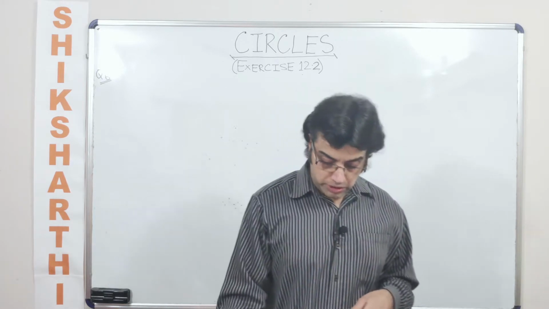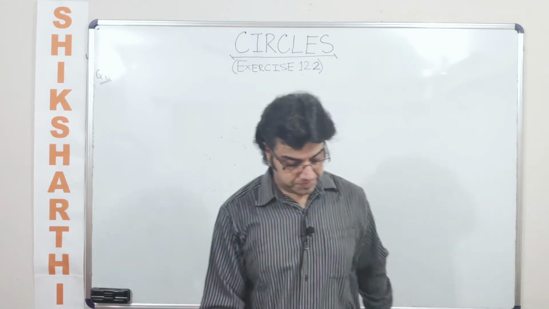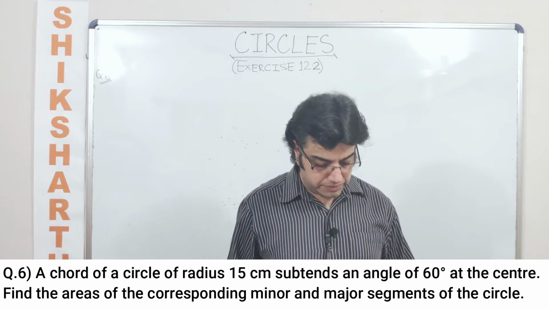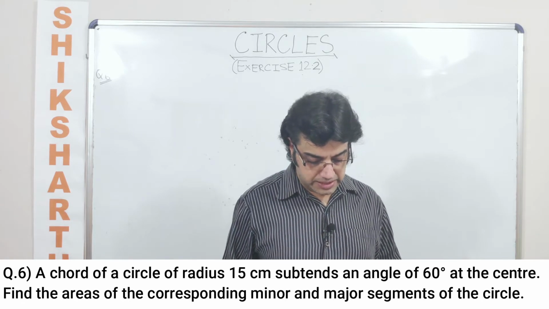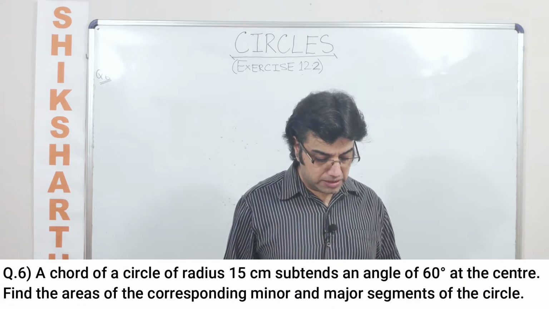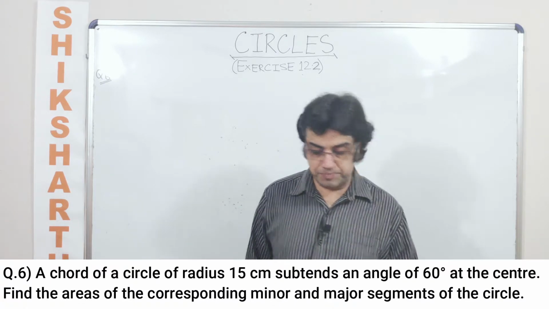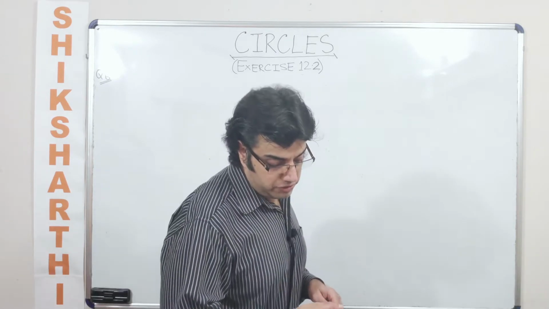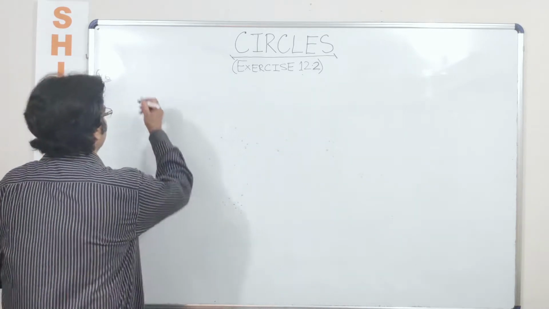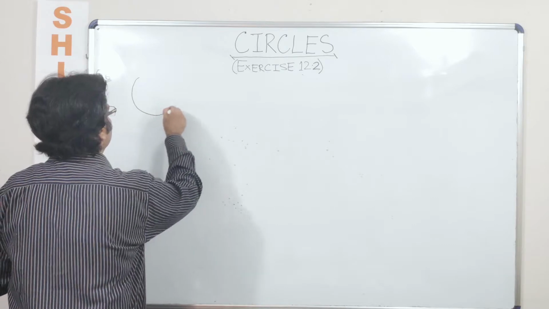Okay, so talking about question number 6, it says a chord of a circle of radius 15 centimeters subtends an angle of 60 degrees at the center. Find the area of the corresponding major and the minor segments of the circle. They have given you the value of pi and the value of root 3 as well. So let us draw the diagram.